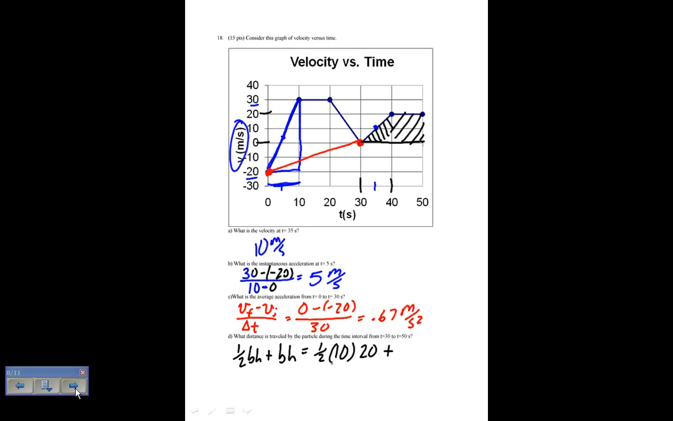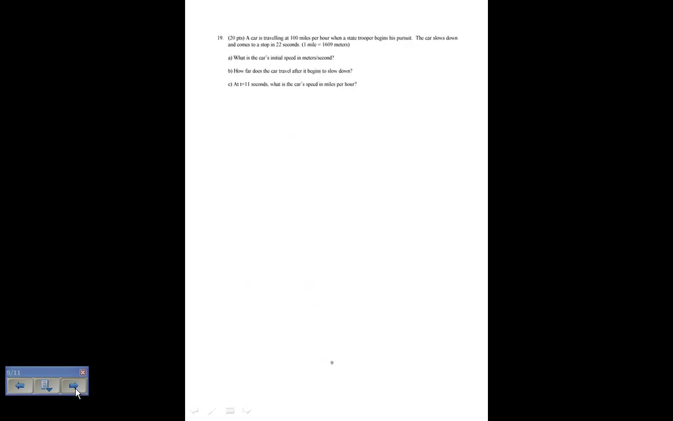And so that's 1/2. The base is 30 to 40, so that's 10. The height is 0 to 20, so that's 20. And then the base and height are the same for the rectangle, so that's 10 times 20. So that is 100 plus 200, which is equal to 300 meters. So that's the total distance traveled during 30 to 50 seconds, during that 20-second interval.